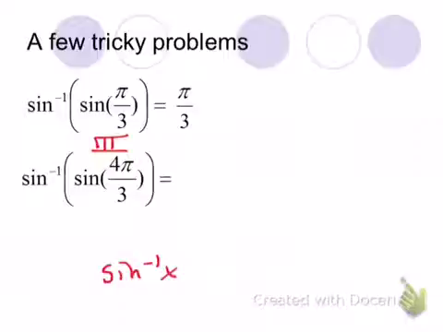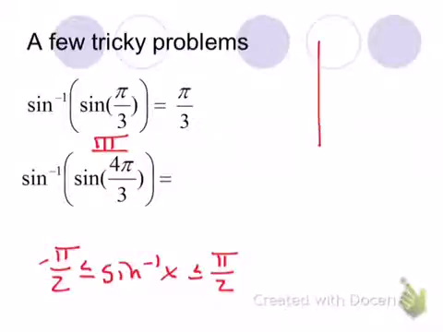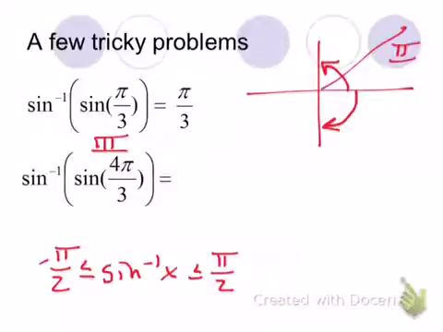inverse sine of a number is between pi over 2 and negative pi over 2. That's quadrant 1 in a positive direction. Quadrant 4 in a negative direction. Reference angle is pi over 3. So if it's in the first quadrant, it would be pi over 3. If it's in the second quadrant, it's going to be negative pi over 3. Which one is it?